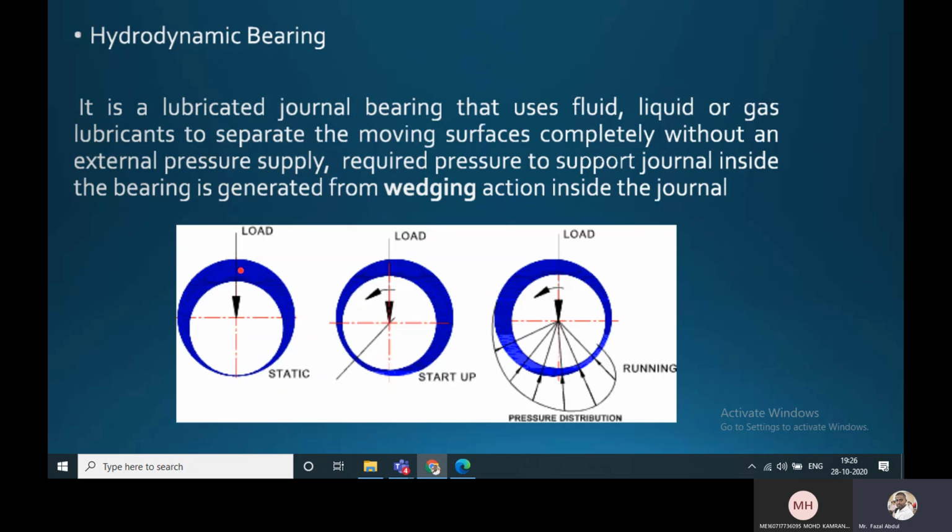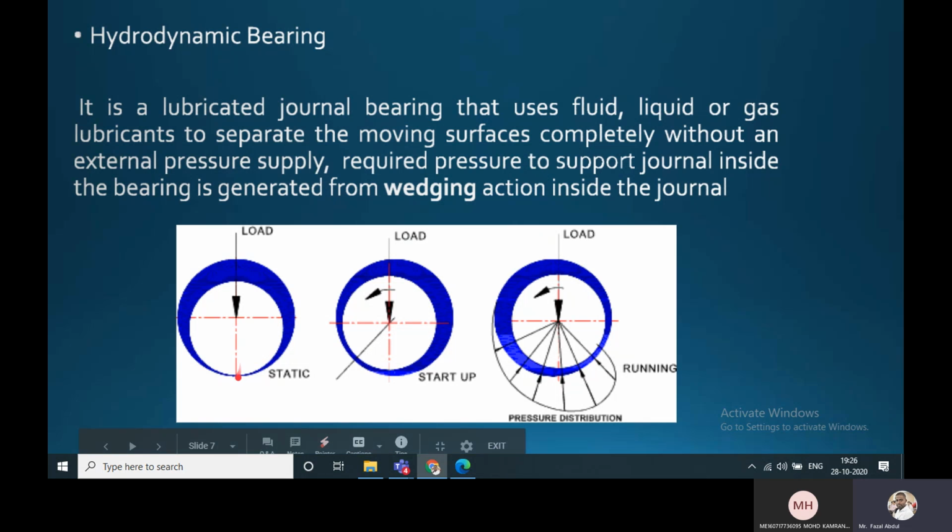Now, what is a hydrodynamic lubricated bearing? A hydrodynamic lubricated bearing always has the lubrication inside. It is a lubricated journal bearing that uses a fluid, a liquid, or gaseous lubricant to separate the moving surfaces completely without external pressure applied. It means always with the lubrication, maybe grease or oil, or any other type of fluid, we make the two contact surfaces totally separate. See here, the two surfaces are contacting. To make them completely separate, we are using the lubrication.